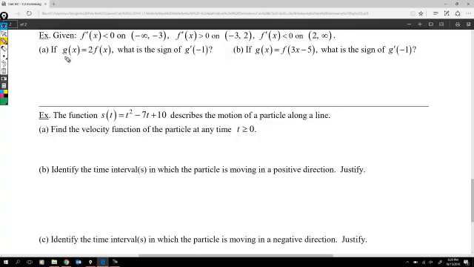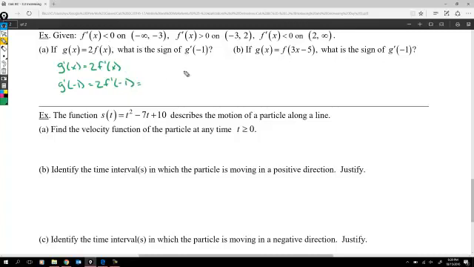Part A asks, if g of x equals 2 times f of x, what is the sign of g prime of -1? First let's define what g prime is. We take the derivative, and the derivative of 2 times f of x will just be 2 f prime of x. Now I need to evaluate g prime of -1, which is just going to be 2 times f prime of -1. I'm going to look over here, and I know that -1 is less than 0.